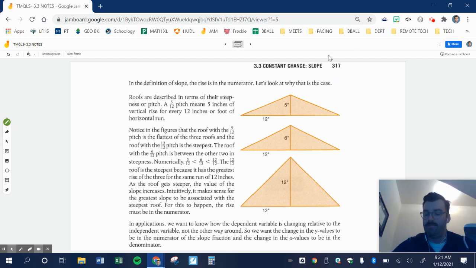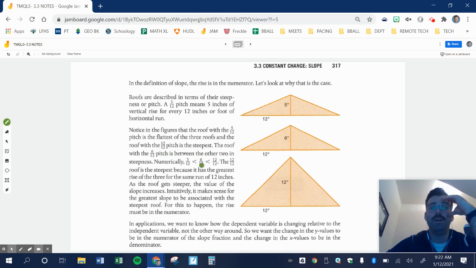explanation that this offers before we get into the nitty gritty of slope. It gives you a real life example of slope. And we think about roofs. It says roofs are described in terms of their steepness or pitch. A 5/12 pitch means 5 inches of vertical rise every 12 inches or 1 foot of horizontal run. I notice the figures of the roof with that 5/12 pitch is the flattest of the 3 roofs, and the roof with the 12/12 pitch is the steepest. The roof with 6/12 is in between the other 2, steepest numerically.